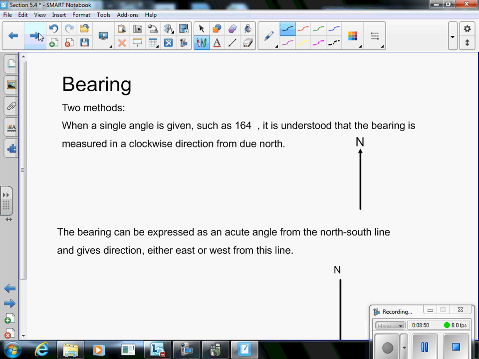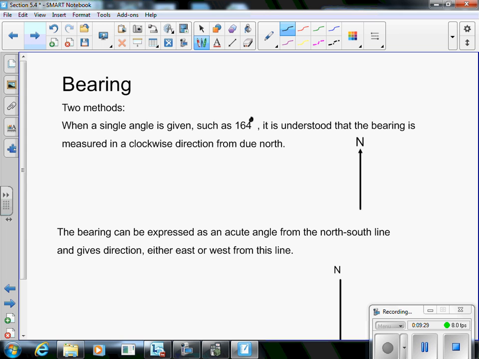Bearing. There are 2 ways that bearing is mentioned, 2 different methods. One method is when a single angle is given, such as 164 degrees. When that happens, it is understood that the bearing is measured in a clockwise direction from due north. So I have my due north here on the board, and I want to go 164 degrees.